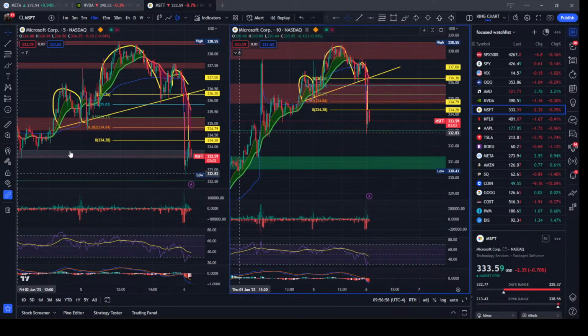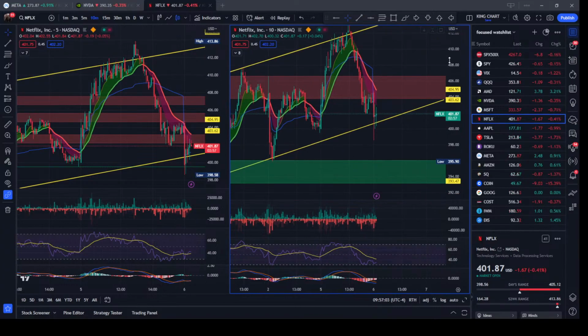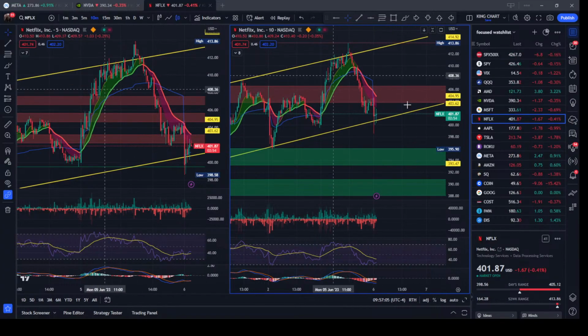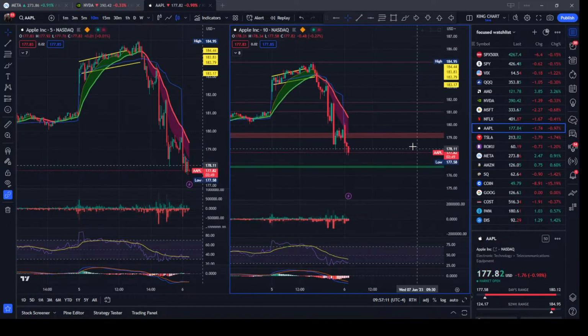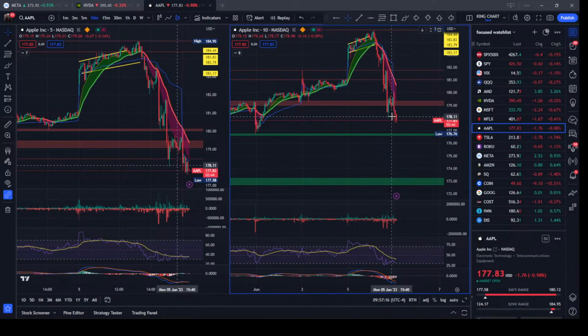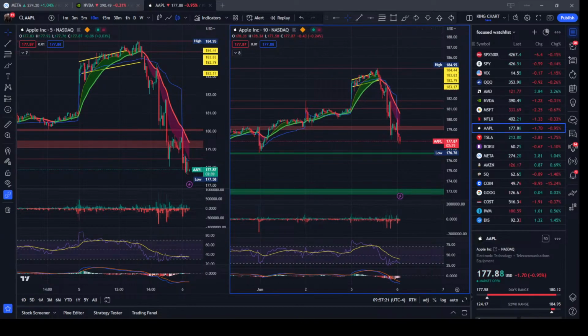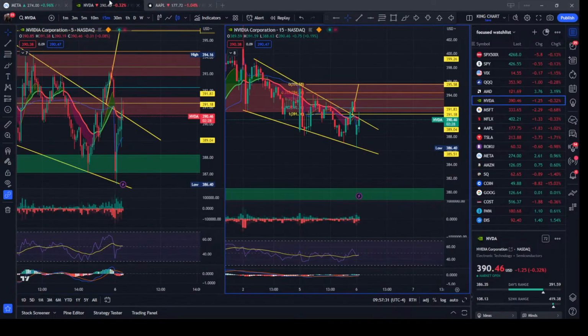Microsoft is just dying. Netflix is holding its own here within this channel. Apple, another one dying. Well, actually, it's just kind of been dying since yesterday, since their conference about the new headset and all that stuff for $3,500. That thing is crazy. I don't know who's gonna spend that much money.